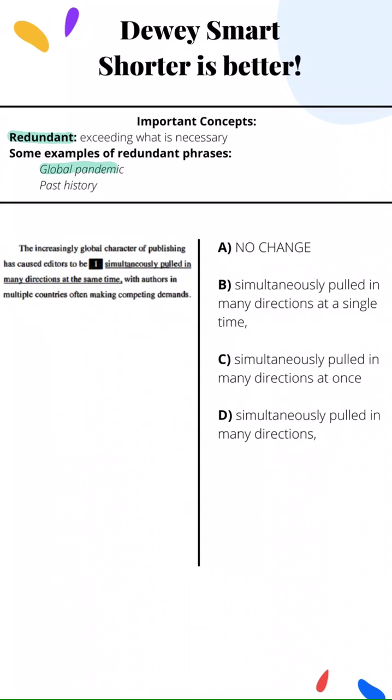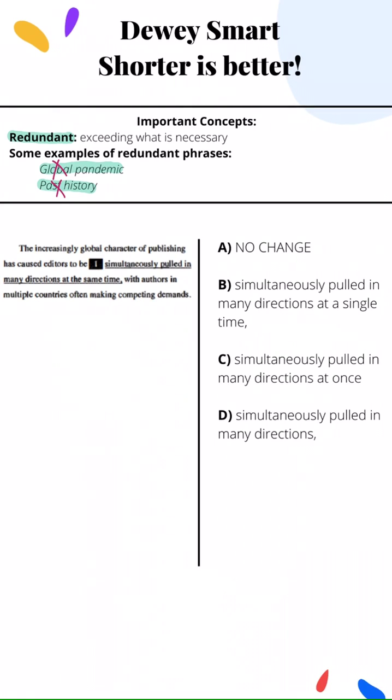The first is global pandemic. Now, why is this redundant? Well, that's because the definition of a pandemic is a disease that affects the whole world, so having the word global in front of it is redundant. Now, past history. Well, history means something is in the past, so there's no reason to include the word past before history.